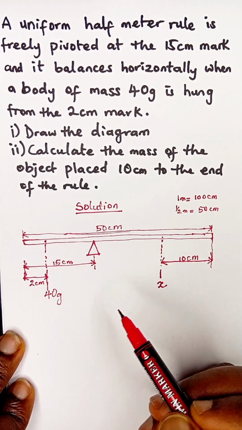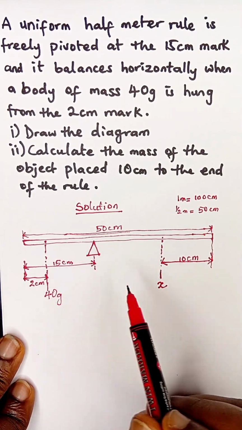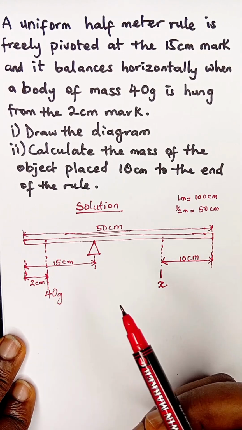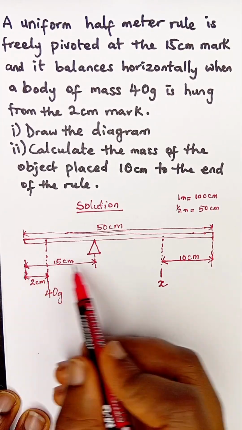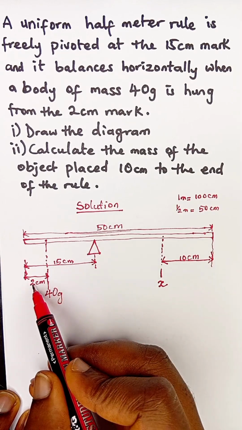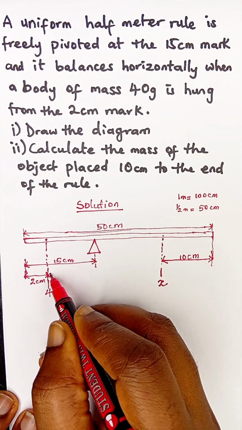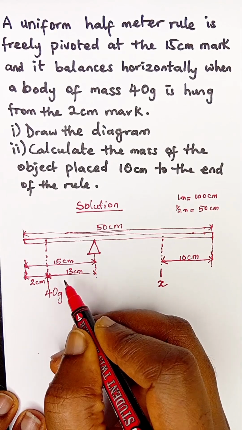So how do we calculate x? Remember the principle of moment. Anti-clockwise moment is equal to clockwise moment. The distances we need to calculate is from here to here and from here to here. We don't know them yet, but we are going to derive them right now. Since we know from here to here is 2 cm and from here to here is 15 cm, therefore this place will be 15 minus 2, which is 13. So this distance is going to be 13 cm.